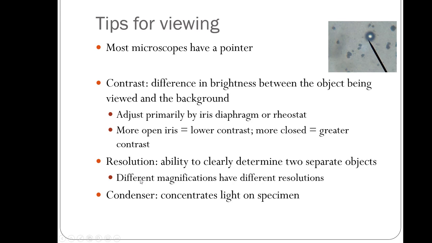Resolution is another term that is important in microscope viewing, and that refers to the ability to clearly determine two separate objects and separate them from one another. So if you have good resolution, like in this picture here, you can clearly see that these are two separate objects. If you had poor resolution, they would blend in together. And then we said that the condenser on the microscope concentrates the light on the specimen, and you can control the brightness of that too with the rheostat. But the condenser is an important part of the microscope because it's focusing that light on the specimen.